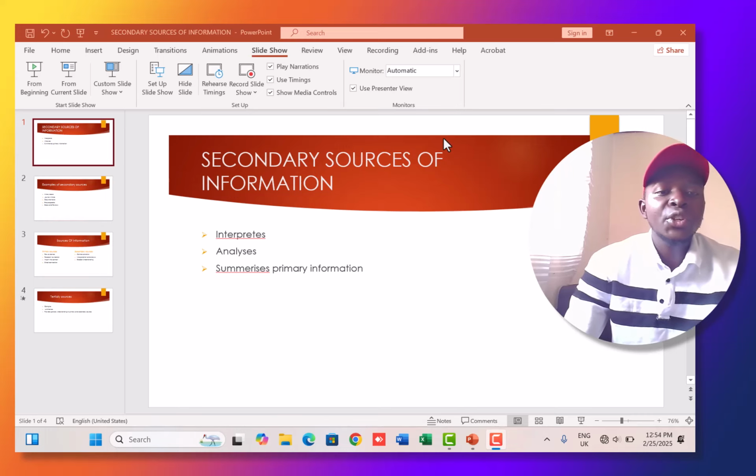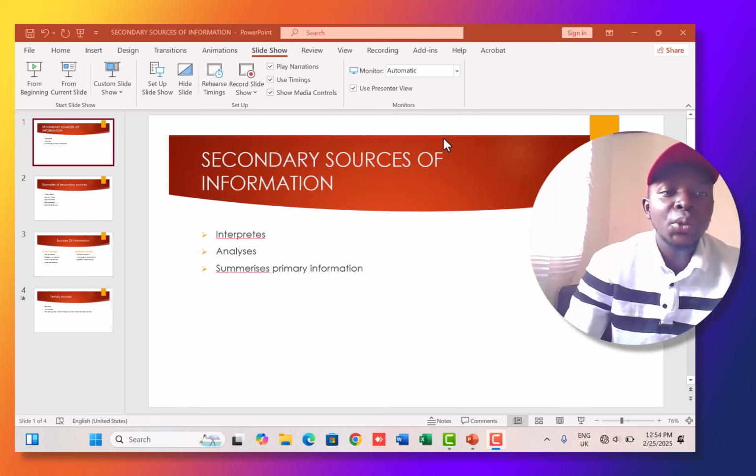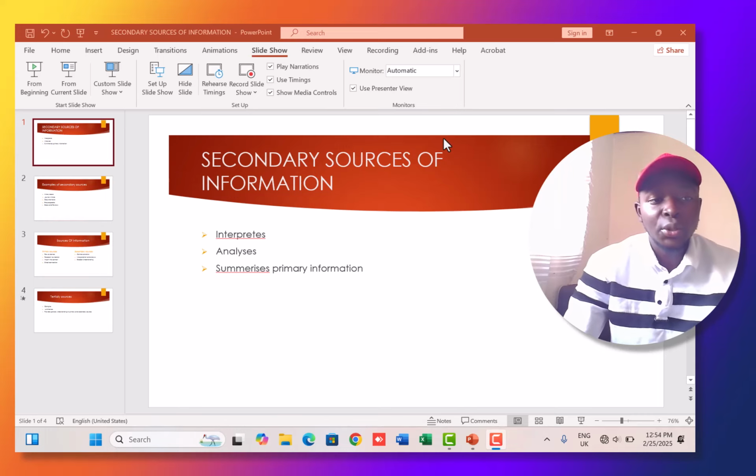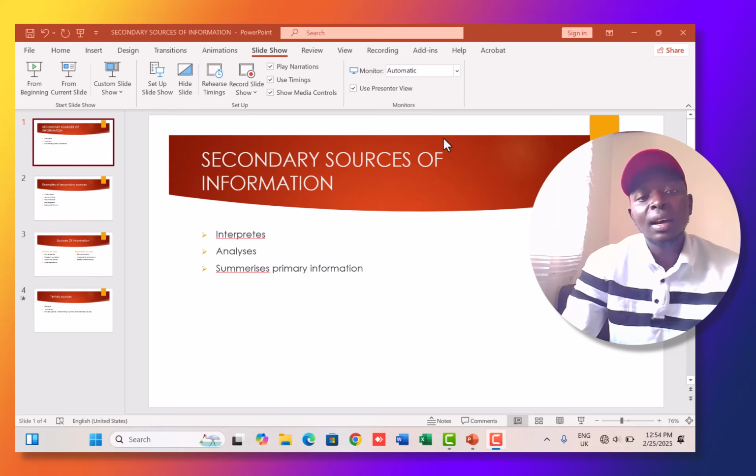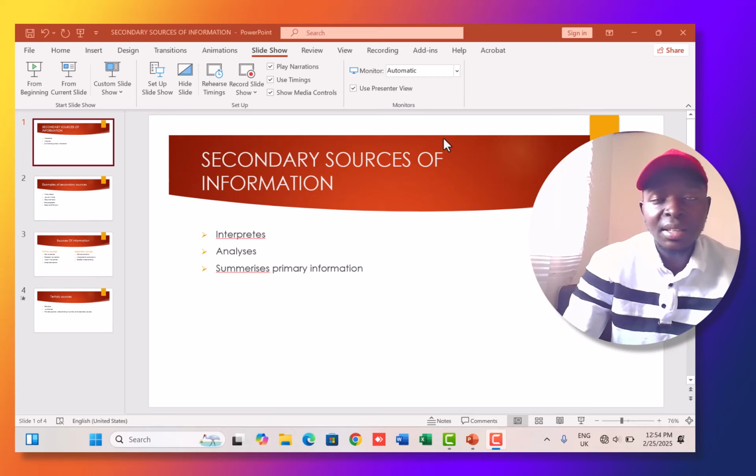In the previous videos, we looked at the primary sources of information, and today we are going to look at the secondary sources of information. Now, the secondary sources of information basically interpret, analyze and summarize the primary information.